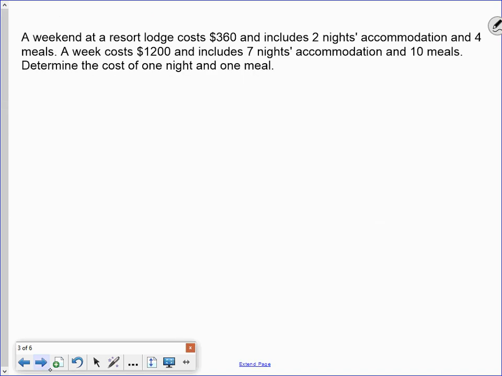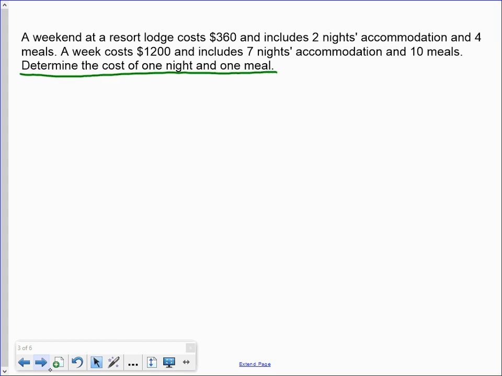A weekend at a resort lodge costs $360 and includes 2 nights accommodation and 4 meals. A week costs $1,200 and includes 7 nights accommodation and 10 meals. Determine the cost of 1 night and 1 meal. Okay, what do they want us to find? Determine the cost of 1 night and 1 meal.